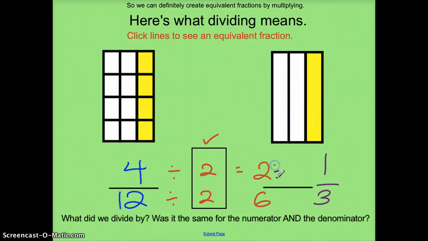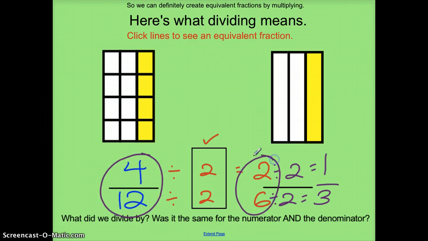Let's see if I can divide here and get an even smaller fraction. 2 divided by 2 equals 1, and 6 divided by 2 equals 3. So 4/12 is equivalent to 2 sixths and 1/3. All three of those fractions are equivalent.